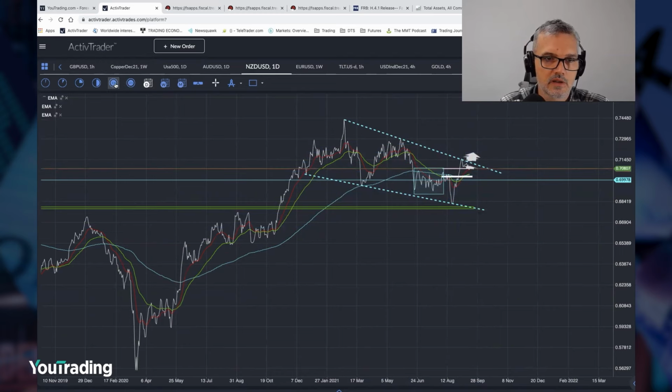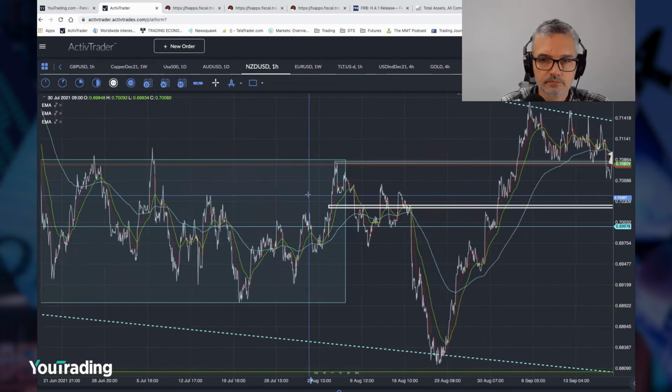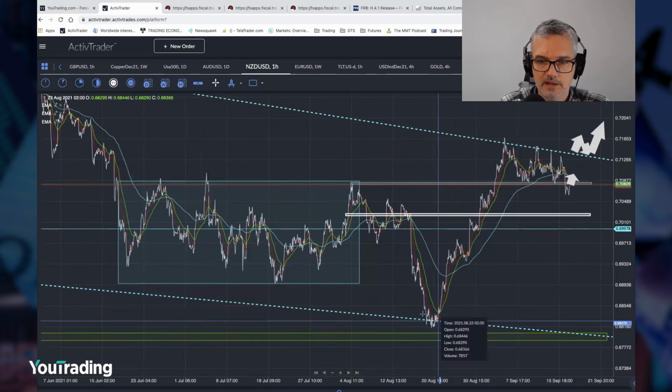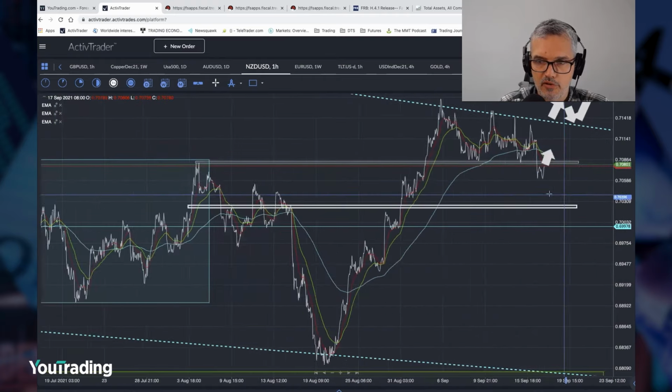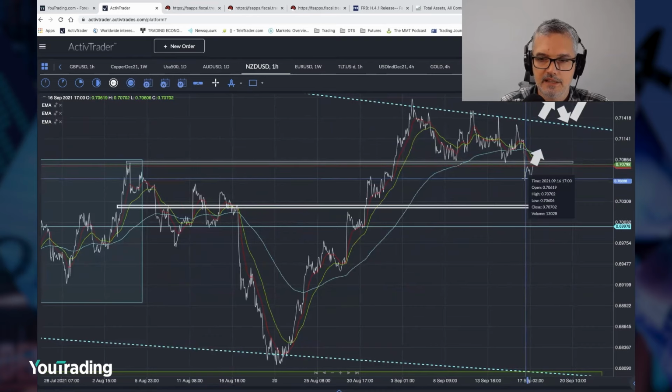So if I go to an hourly chart, we had this down to the descending trend line, big push higher, all the way through that balance area. And now we're just finding where the last bit of the highs of this balance area acts as resistance, acts as support. We just broke through that yesterday.